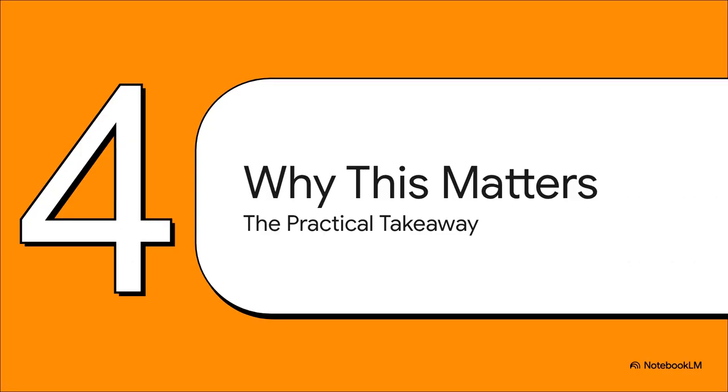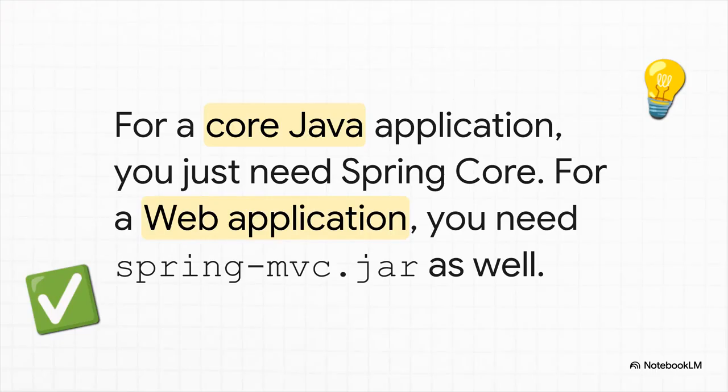Okay, so we get the technical differences. But why does this actually matter to you as a developer, day to day? What's the practical takeaway here? It all comes down to this one golden rule. Spring Core is the universal foundation. You could use only Spring Core to build a command line tool, a background data processing job, whatever you want. But the instant you decide I'm going to build a web application or a REST API, boom, you're pulling in the Spring MVC module, which of course relies completely on that core engine to even work.